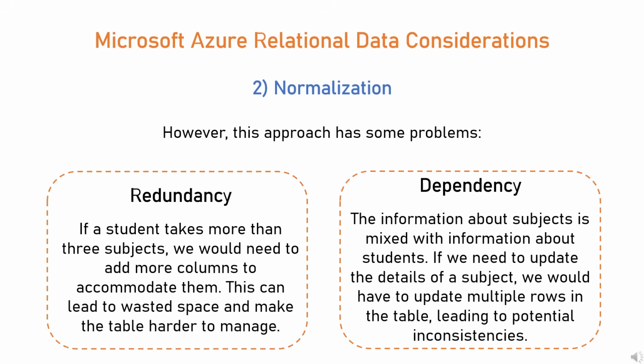However, this approach has some problems. Redundancy. If a student takes more than 3 subjects, we would need to add more columns to accommodate them. This can lead to wasted space and make the table harder to manage. Dependency. The information about subjects is mixed with information about students. If we need to update the details of a subject, we would have to update multiple rows in the table, leading to potential inconsistencies.